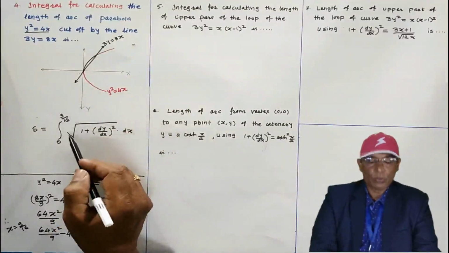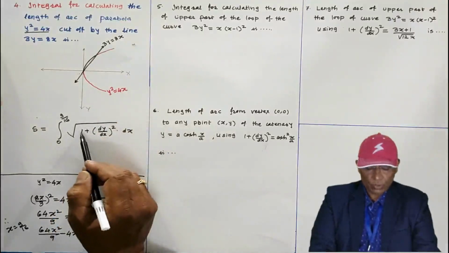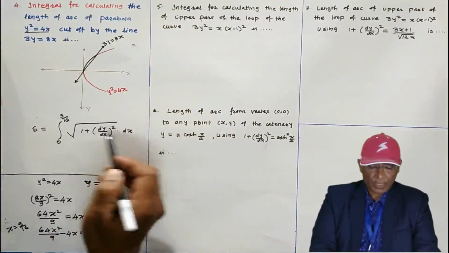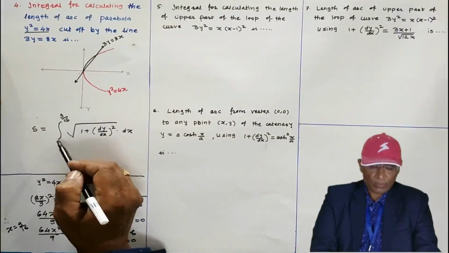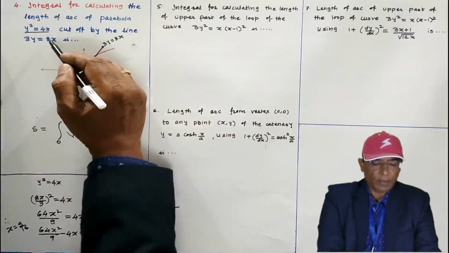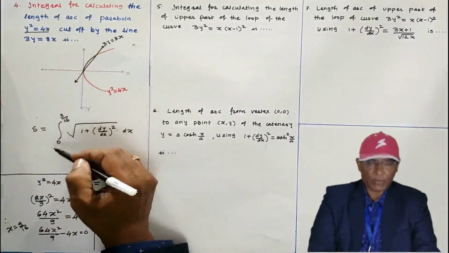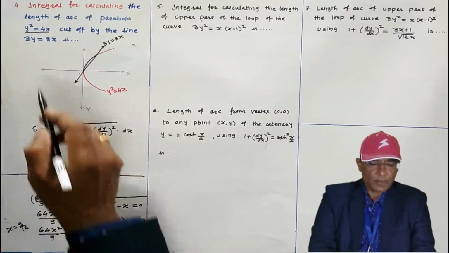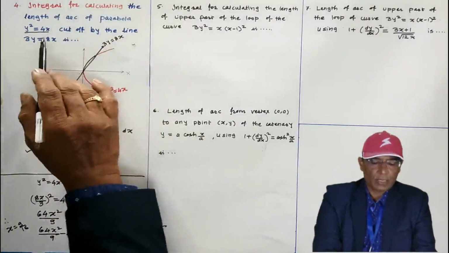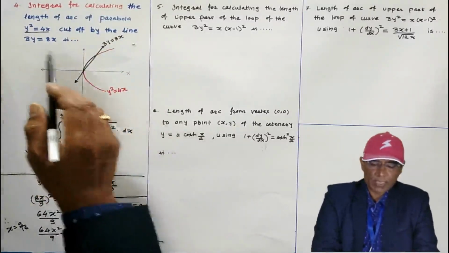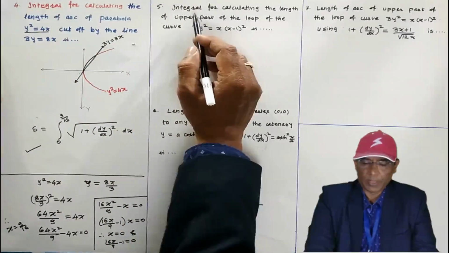You may use the alternate formula also, integral of square root of 1 plus (dx by dy) whole square into dy. In that case, you have to write the values of y here, and for the values of y, you can solve these two equations and you may get the values of y. This is the integral for calculating the length of arc of the parabola which is cut off by the line 3y is equal to 8x.